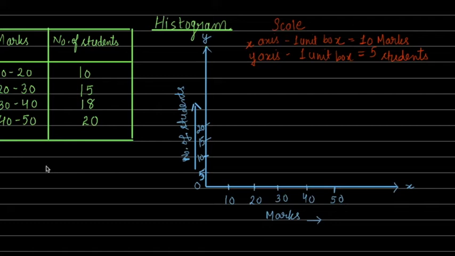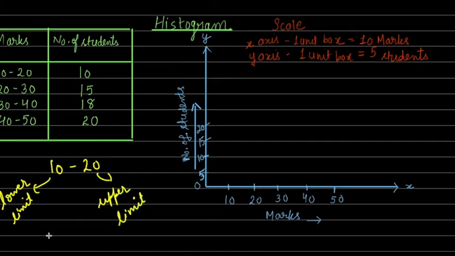Now if I take a range, suppose 10 to 20, this is called the lower limit, and this is called the upper limit of the range, right? And how do we find the range? Upper limit minus lower limit. So the range will be 20 minus 10, which gives you 10.